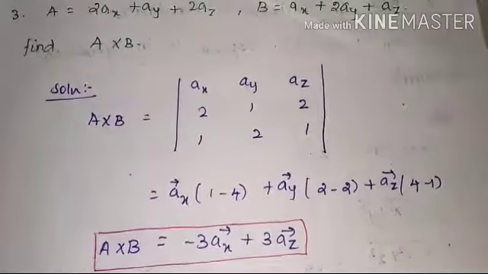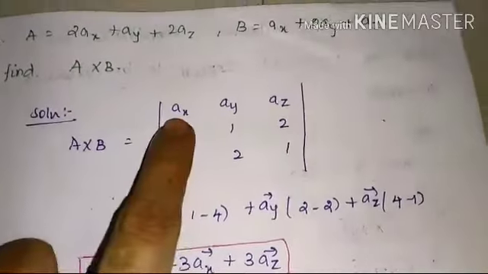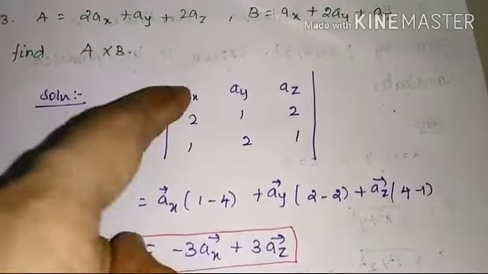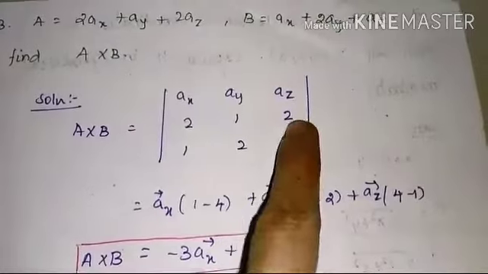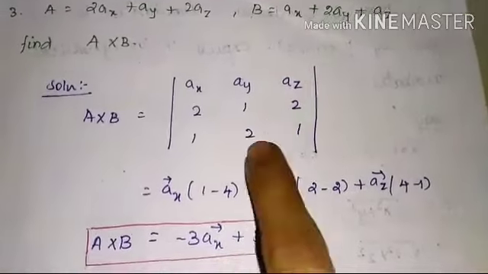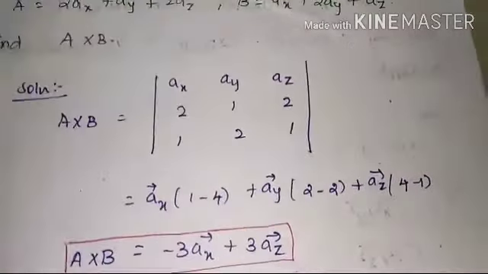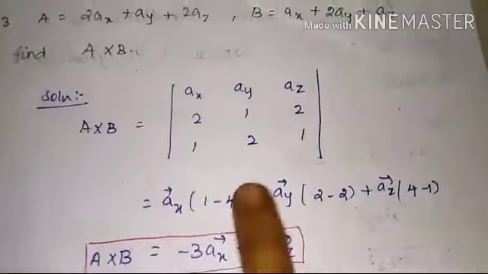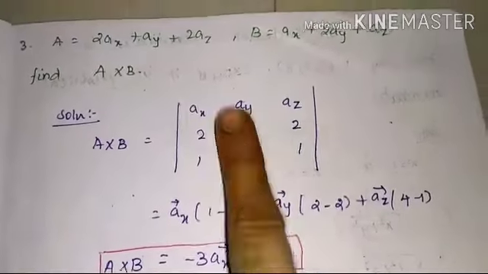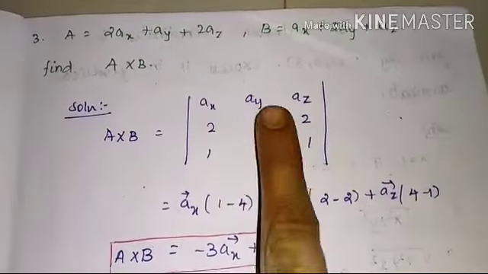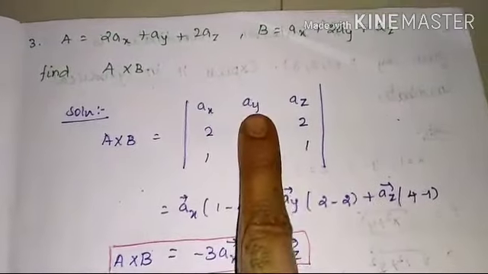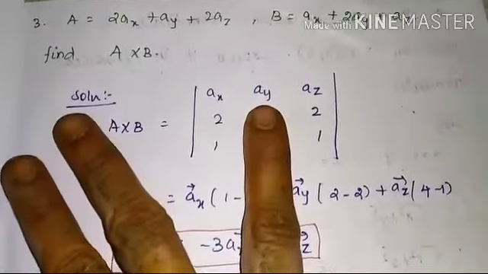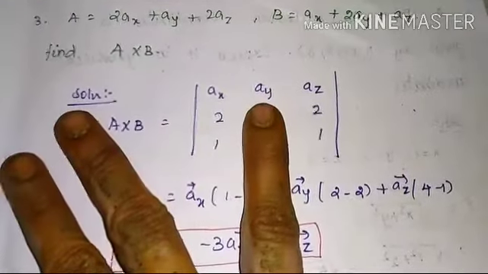Right? So ax is ax. After that we have to take the determinant. So ax into 1 minus 2 into 2, that is 4. 1 minus 4, plus ay into 2 minus 2. So while finding this ay term, you have to delete these two characters and you have to find the cross multiplication. This 2 into 1 minus 2 into 1. So 2 minus 2.